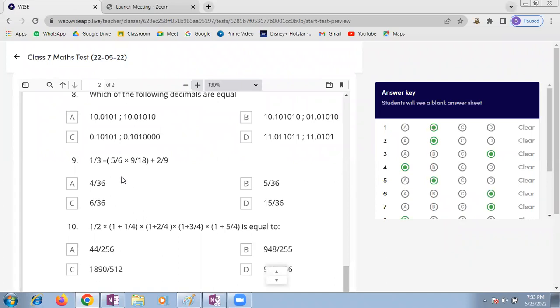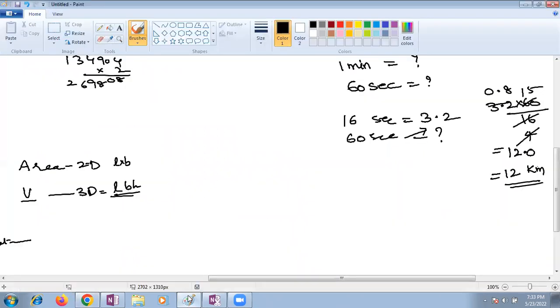Very simple, Nana. Here, 1 divided by 3 minus, there are multiple operations. More than two operations means BODMAS. Very good. Coming to the question, 1 by 3 minus, it is inside the bracket.